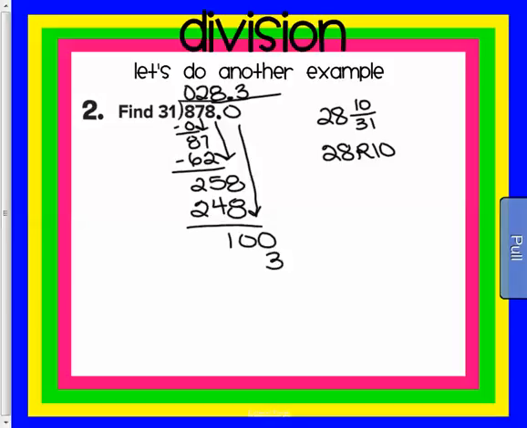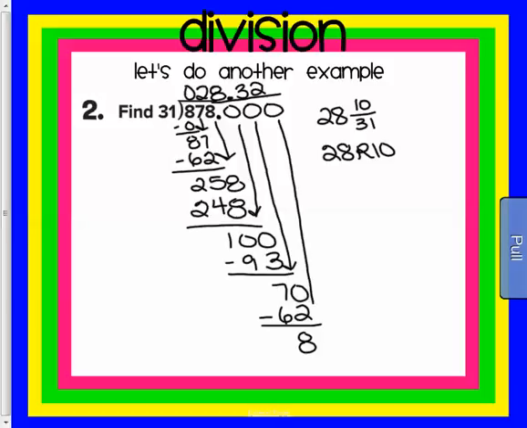3 times 1 is 3. 3 times 3 is 9. 93. That would be 7. Bring down your 0. It goes into 70 2 times. 2 times 31 is 62. Subtract and we get 8. Bring down my 0, it goes into 80 2 times, that's still 62, but this time this is 8, you have to carry this, so this becomes 7, so 18.